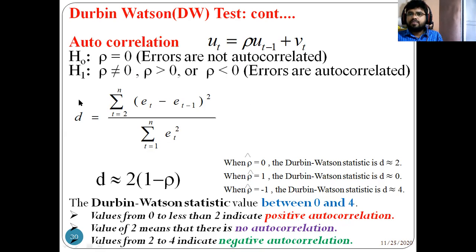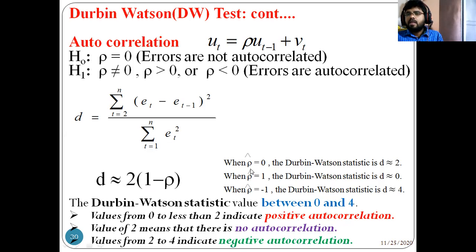So this is the formula as I told you. For example, if D is equal to 2, what does it mean? If D is equal to 1, what does it mean? If D is more than 2, what does it mean? Or D is equal to 0, what does it mean? Generally, D is approximately 2 times (1 minus rho), then we can calculate it. So don't bother about this one; simply, you can go with this.